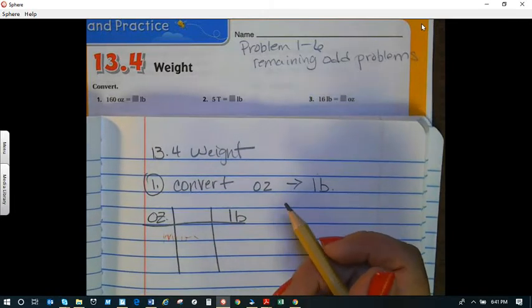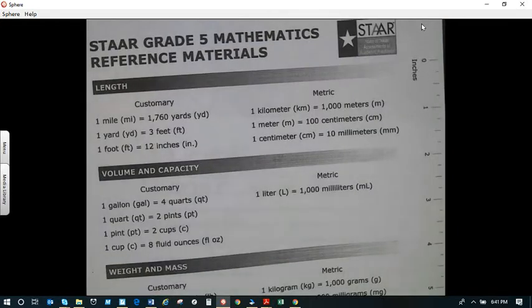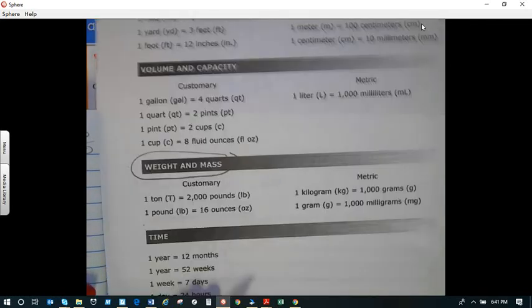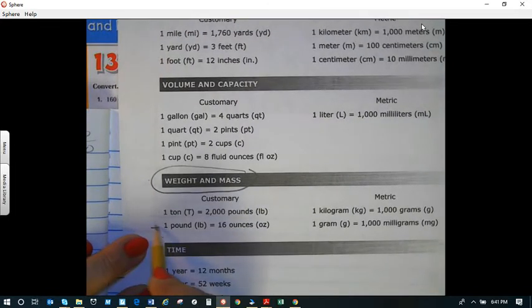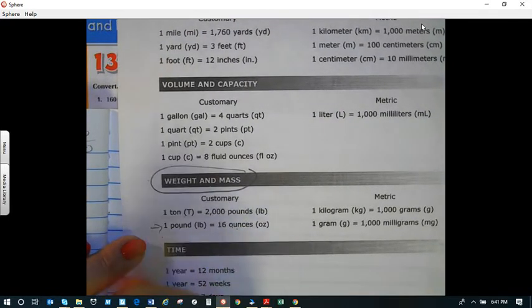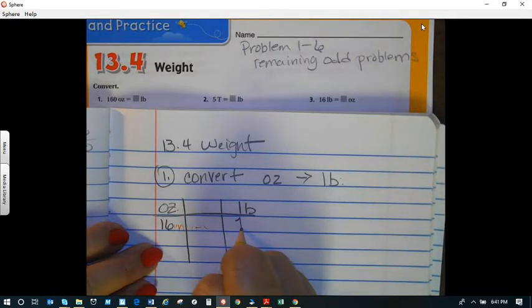I'm going over to my chart. I have 2 charts here. I have this one here that you're going to see on STAR. It is already going to be on your test, so please, please use it. We're already here for weight and mass, and it already tells you. So I'm going from ounces to pounds. I'm finding here ounces, 16 ounces to 1 pound. Already tells me, don't have to guess. So I'm coming over here to 16 ounces is 1 pound.